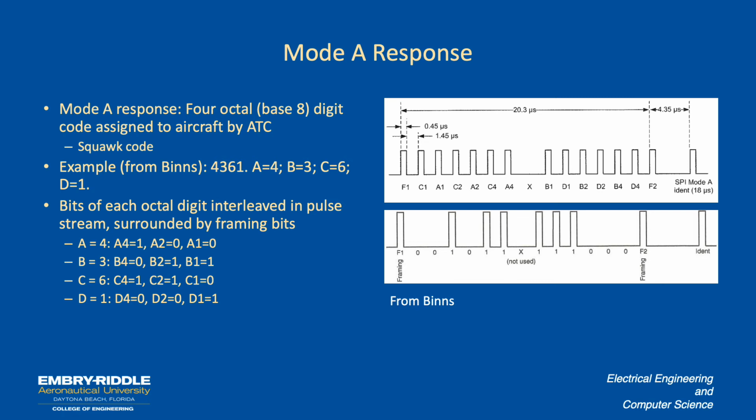And as you can see in the upper panel here, these bits are interleaved. So C and A are interleaved first, and then B and D with a space in between. The bits are basically 1.9 microseconds apart. There's a pulse of 0.45 microseconds, 450 nanoseconds, and then a 1.45 microsecond gap between. Again, this is all pulse modulation. This is modulating 1090 megahertz.